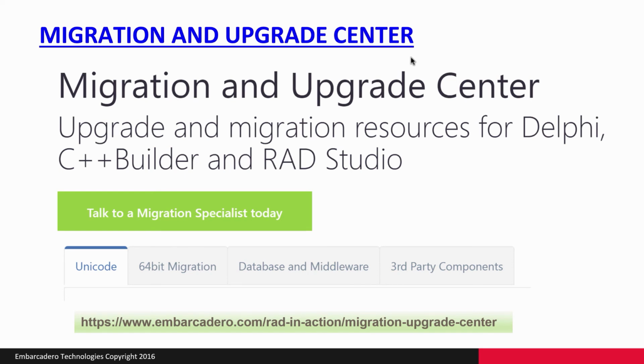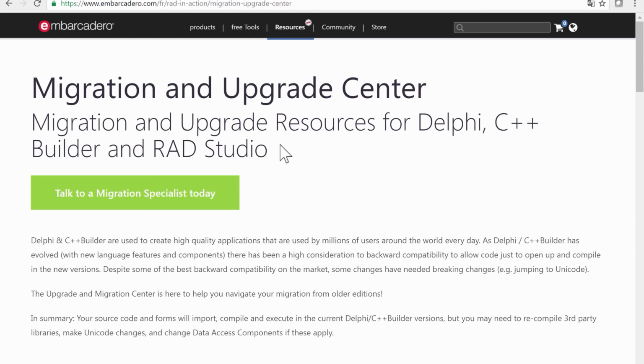Let me first mention Embarcadero has created a new Migration and Upgrade Center webpage at Embarcadero.com, Rad in Action, Migration Upgrade Center. This Migration and Upgrade Center website is here to help you navigate your migration from older editions to the newer current editions. We really want to know how you are doing with your legacy Delphi and C++ Builder migrations, so please try using the Talk to a Migration Specialist Today button that will get you in contact with an Embarcadero resource to help with your migration and help answer migration questions.